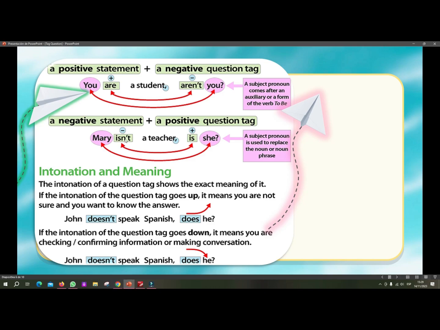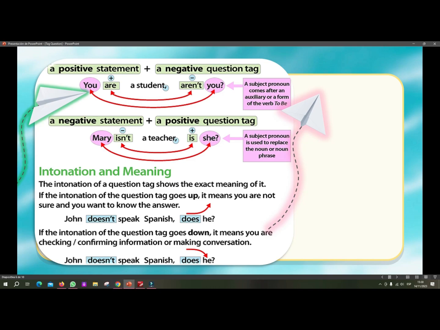In this case, notice that you're using the verb to be as an auxiliary. That is the main verb of your sentence. Here you're using that in negative, right? So, Mary isn't a teacher, comma. Here you're going to use also the verb to be, is she? First, you're going to have the auxiliary verb, in this case because that is the question tag, and then you're going to have the subject. A subject pronoun is used to replace the noun or noun phrase. Also, you can use a subject pronoun instead of saying Mary again.